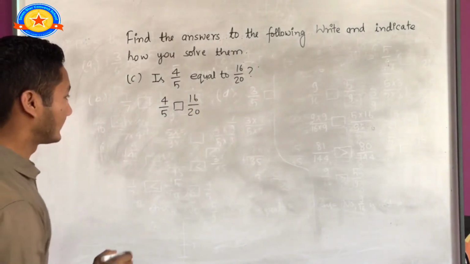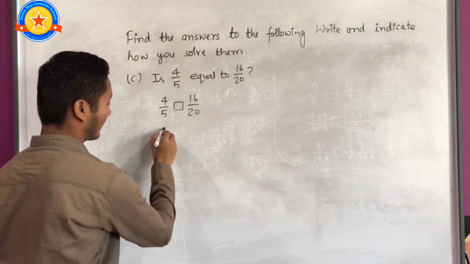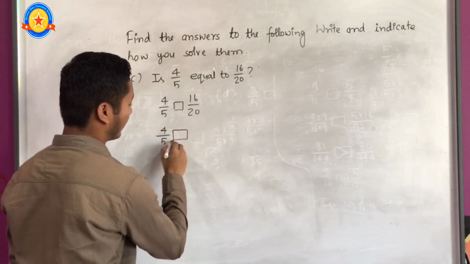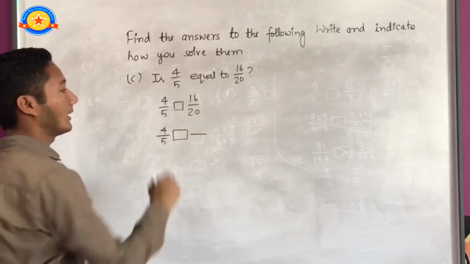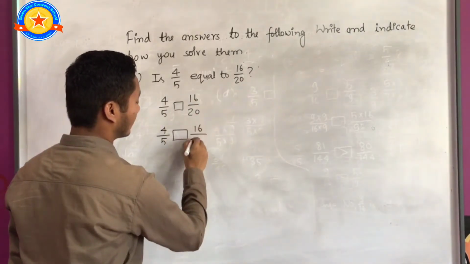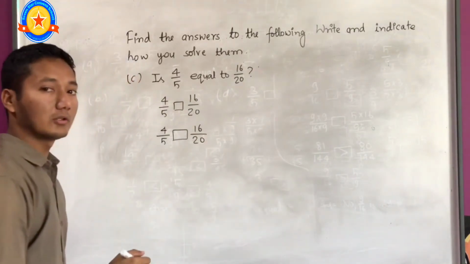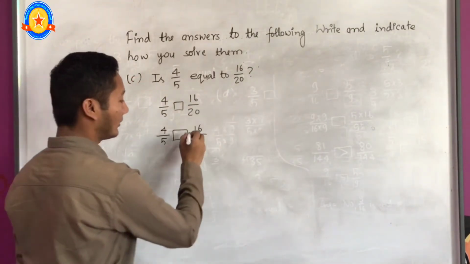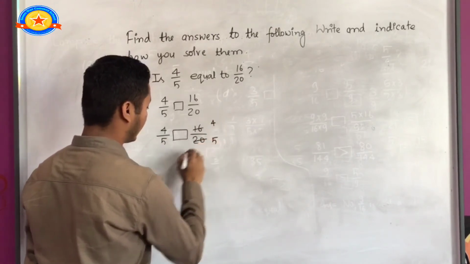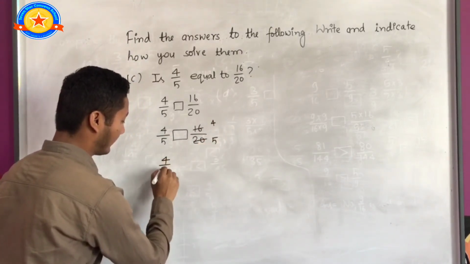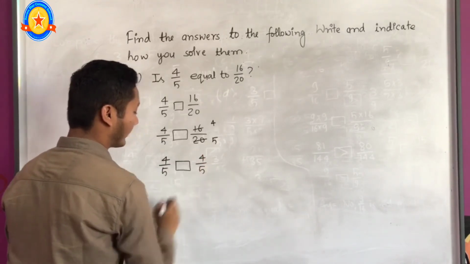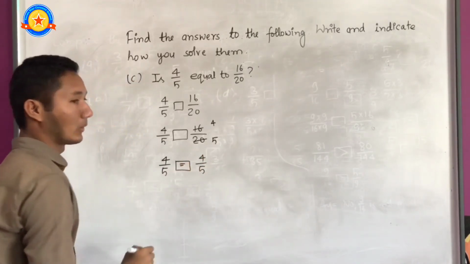From here, 4 by 5, we can also make this fraction in the simplest form. We can also divide this by 4. If we divide this by 4, it becomes 4 5s are... then it becomes 4 by 5 and 4 by 5. Now we can say these are equal.